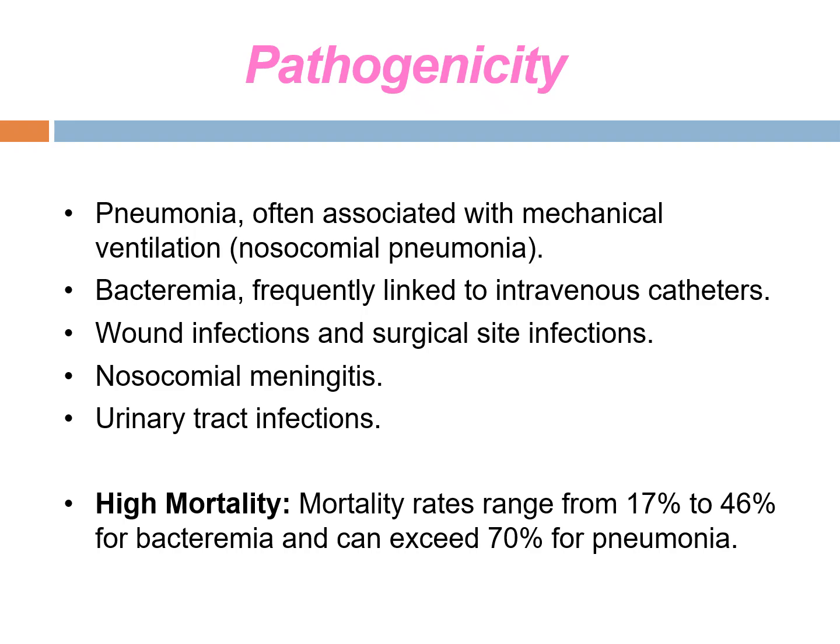So, what kind of infections does it cause? First, pneumonia, which is very often linked to mechanical ventilation. These are classic nosocomial pneumonias. Next, bacteremia, frequently associated with intravenous catheters. We also see wound infections, nosocomial meningitis, and urinary tract infections. The prognosis is serious. Mortality rates range from 17% to 46% for bacteremia and can exceed 70% for ventilator-associated pneumonia.